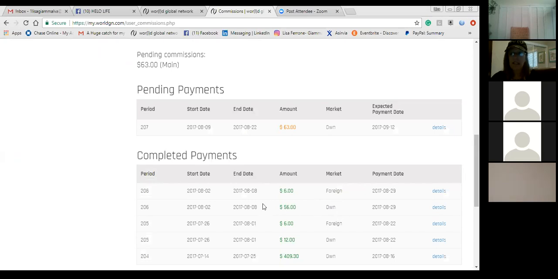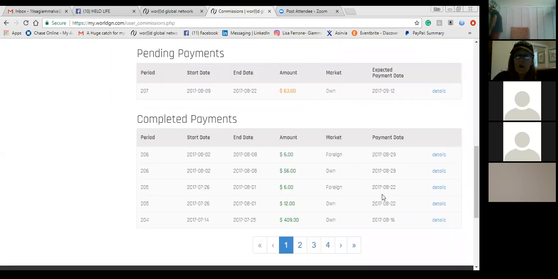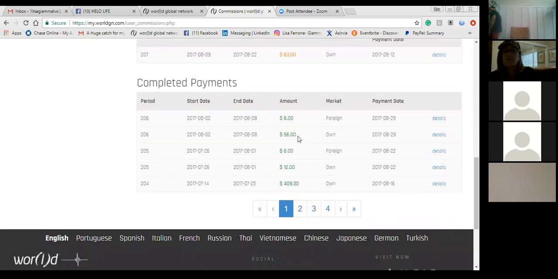Now you can see here that it ended on August 8th, and you could see here that it paid out on August 29th. That's exactly 3 weeks later. And this is what was paid out: $59 in own market, $6 in the foreign market. Now if you want to see what that means, you click here and see details.